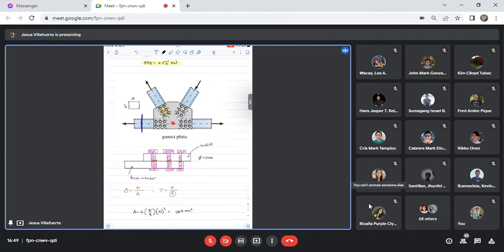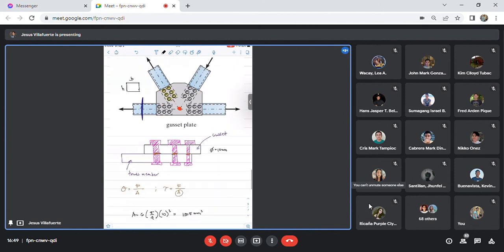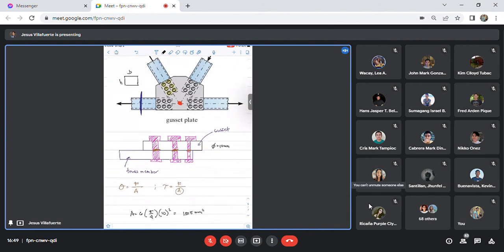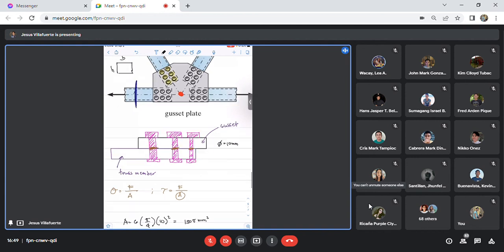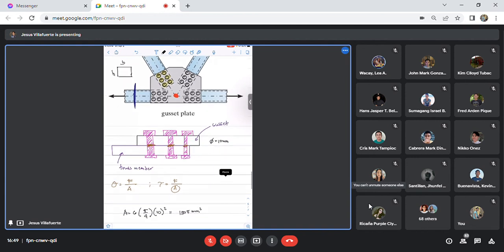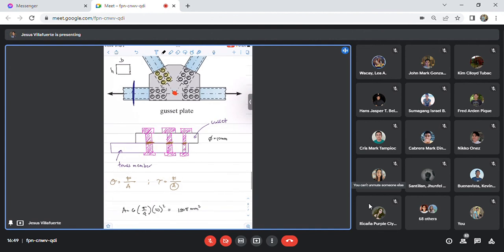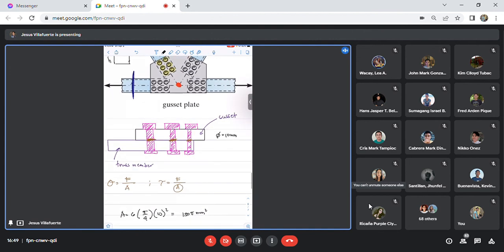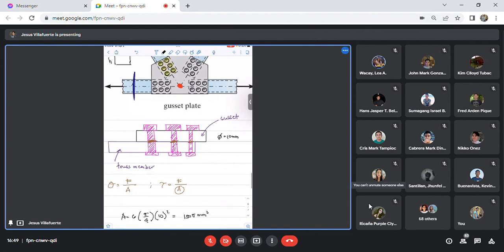But what if the exam asks, what is the shearing stress that is developed in the bolt? Then therefore, what area will you use? The shearing stress here is in the bolt, which is this one. And then how many bolts are involved? And if the exam also asks what is the bearing stress?